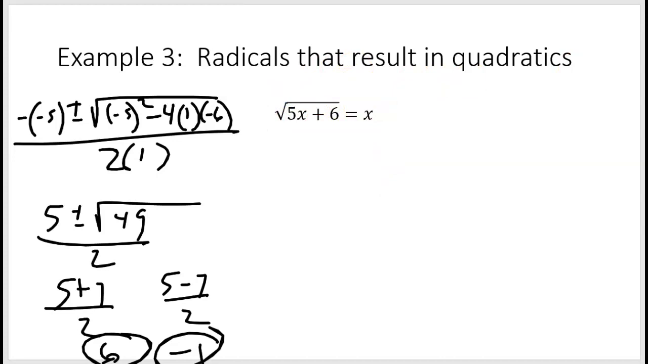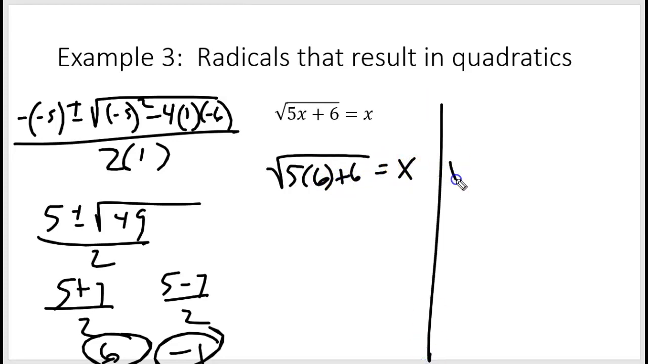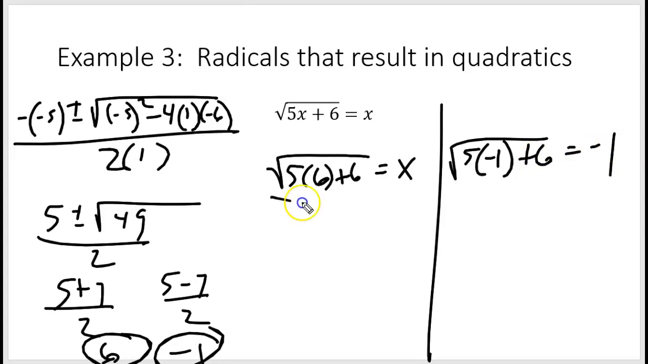So let's go ahead and plug them in and see what we get. I'm going to plug in the 6, and I'm also going to plug in the -1. Oh, I forgot to plug in the 6 over here. There you go. So I just put 6 in for the x on this one, and then I put -1 in for the x on this one. Let's simplify it. So this is 30 plus 6, which is 36, and the square root of that is 6.